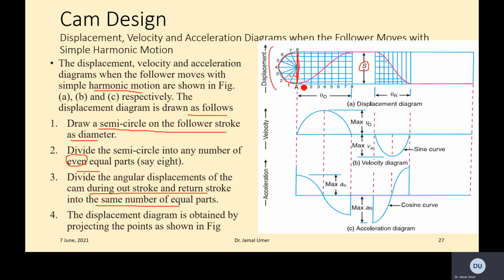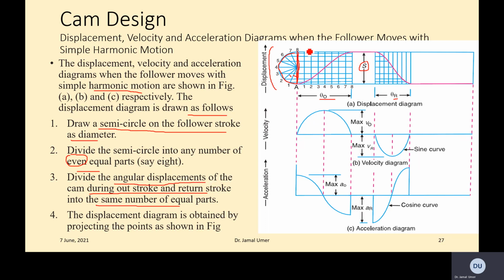Then what you have is the return and forward. So this is the outstroke, this is the return stroke. You do the outstroke the same way, in equal parts. If you've done this one as 8 parts, this one should also be in 8 parts as well. So again, divide the angular displacement.